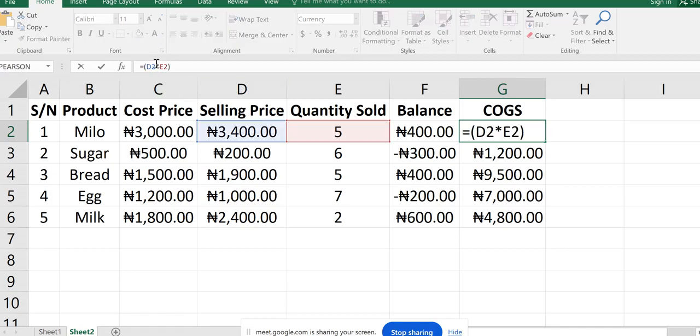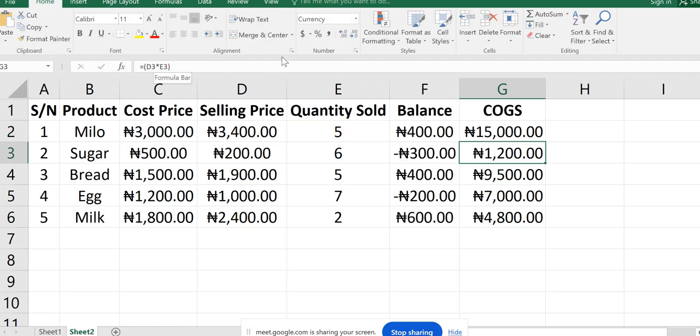The adjustment will be, instead of selling price, which is D2, multiplied by quantity sold, it will now be what? From B, it will be C2. Good. So it will just be C2 multiplied by quantity sold. When I press enter, this will be adjusted and you just auto fill it. Everything will be filled. So that is how we get our cost of goods sold. Is that clear, everyone?